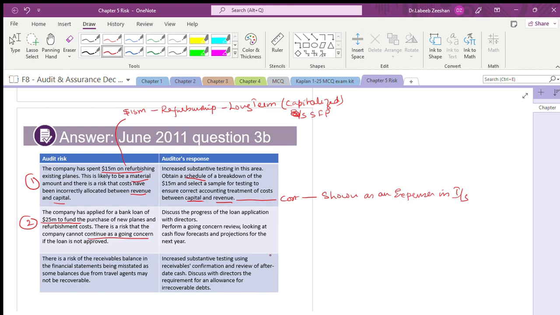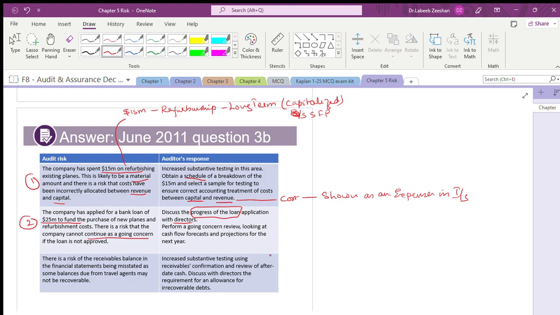Discuss the progress of the loan application with directors. We are discussing specifically the progress of the loan. Now, if the loan is not going to be received, is there any other channel where we can get money? The auditors should ask them. If there is any channel, things should not stop. You should have plan B. You should think whether there is any other option to get that much money. If it is there, fine, good. If it is not there, then there is an issue.